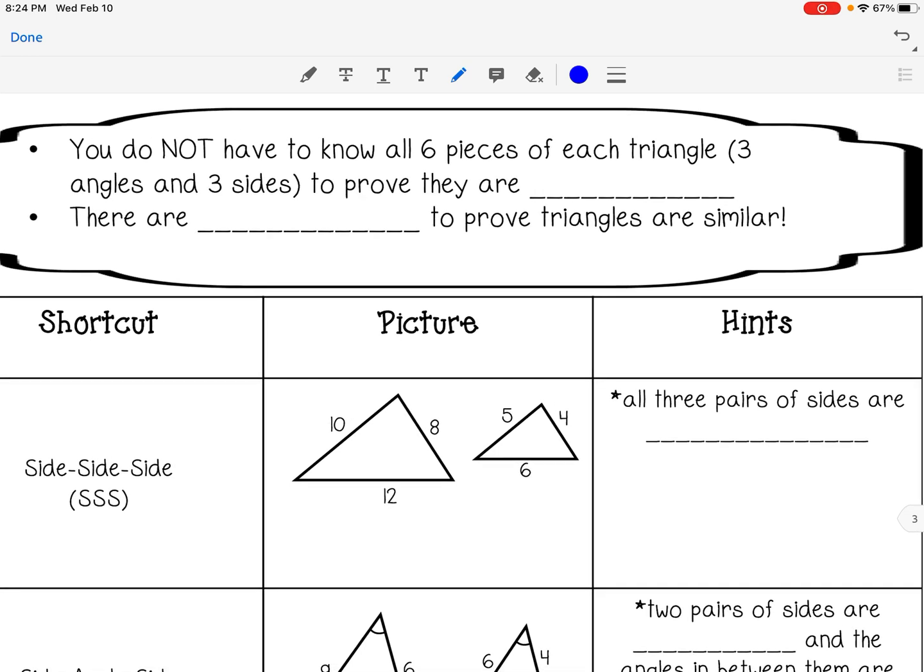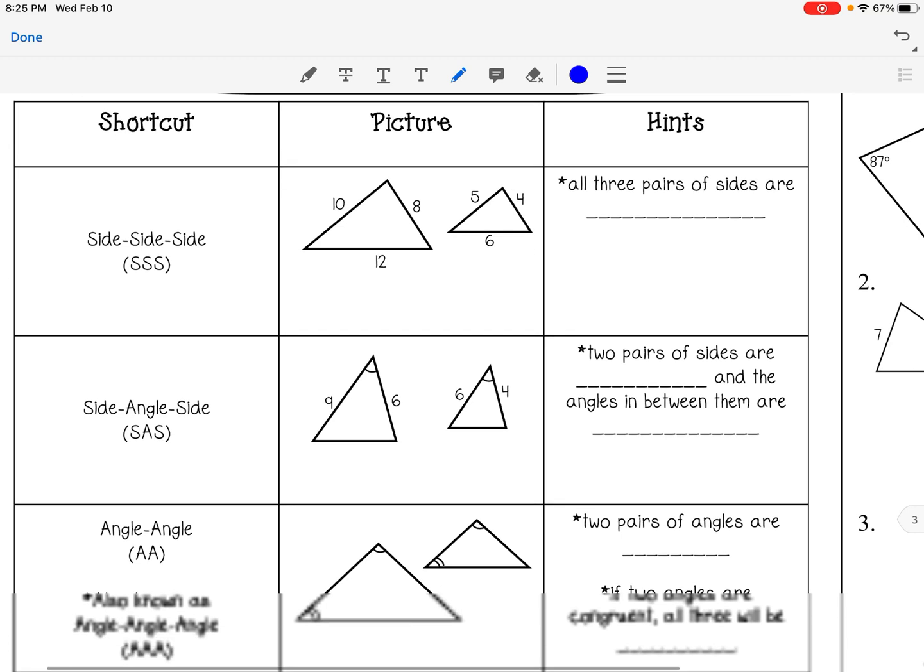Okay, so just like when we were talking about congruent triangles and identifying from side angle side, side side side, or angle side angle, we didn't have to have every piece of information on the triangle to find out that they were congruent. So it's the same thing here. We do not have to know all 6 pieces of a triangle to prove they are similar. And there are 3 ways to prove triangles are similar, and they are shown below.